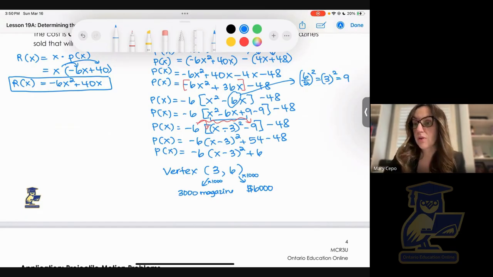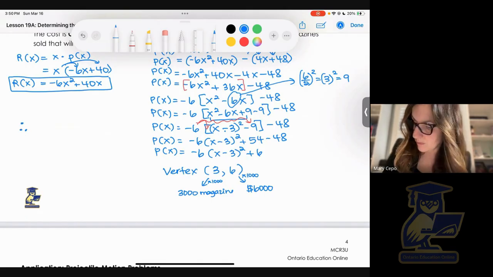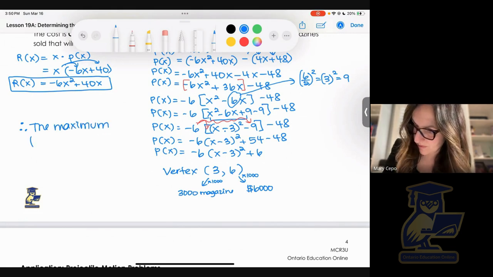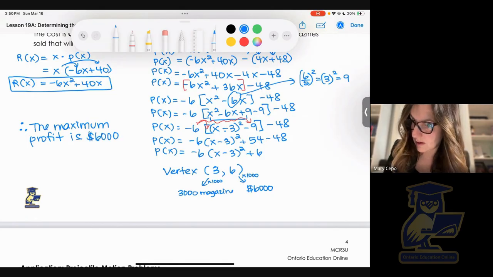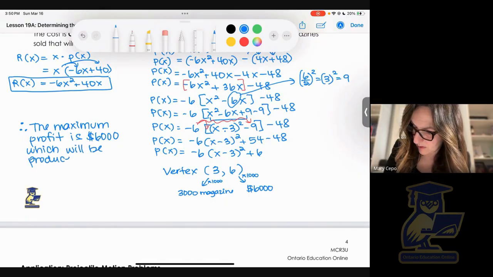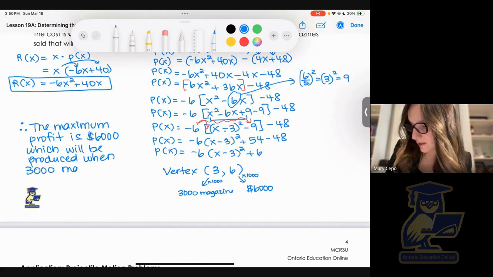So answering the question, calculate the maximum profit and the number of magazines sold that will produce the maximum profit. Therefore, the maximum profit is $6,000, which will be produced when 3,000 magazines are sold.